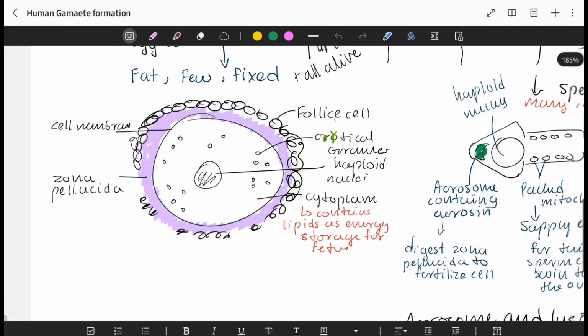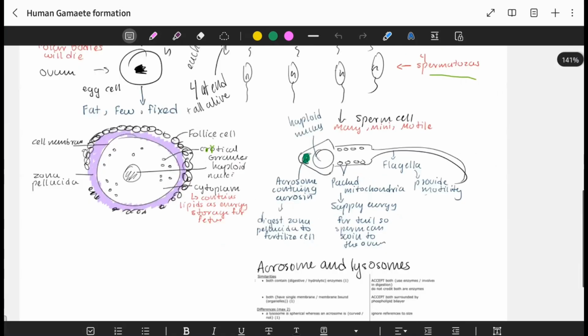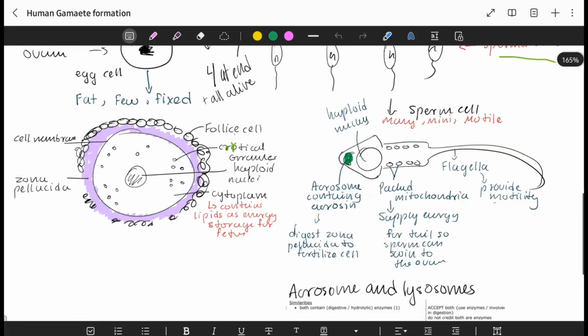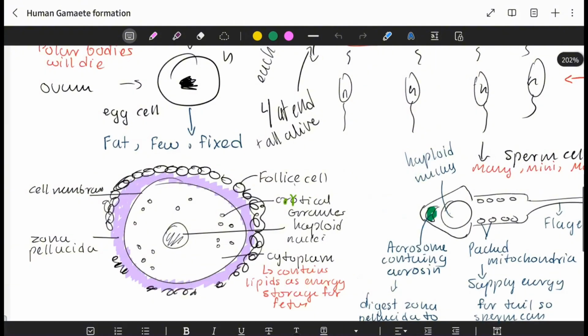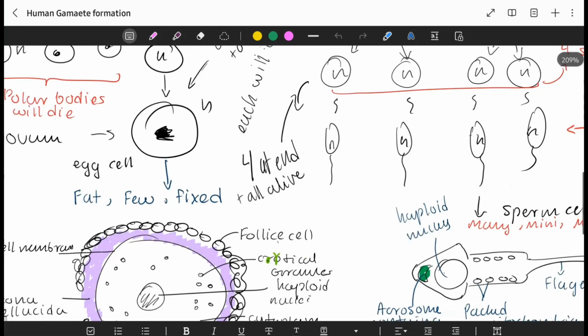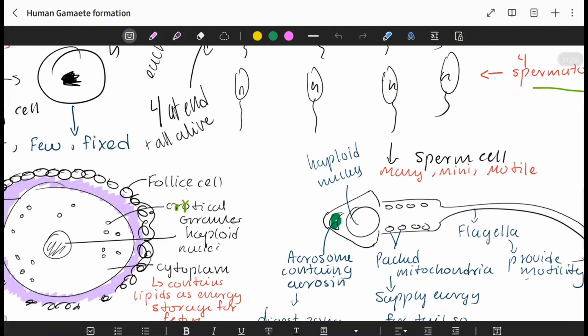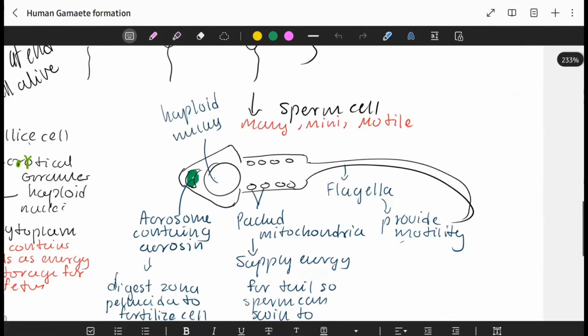And for the sperm cell, for this one, the egg cells, they're fat, they're few in number, and they're fixed. For sperm cells, they're many in number, they're mini, and they're motile, okay? Because they have a tail, that's why they're motile. But egg cells, we know they cannot move, so they're fixed. And this is what a sperm cell looks like. They have an acrosome at the head, and it contains acrosin.